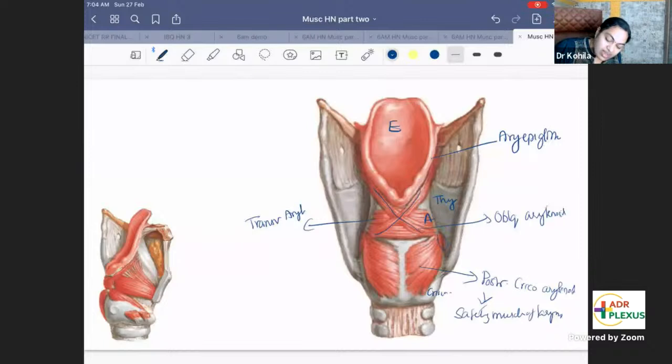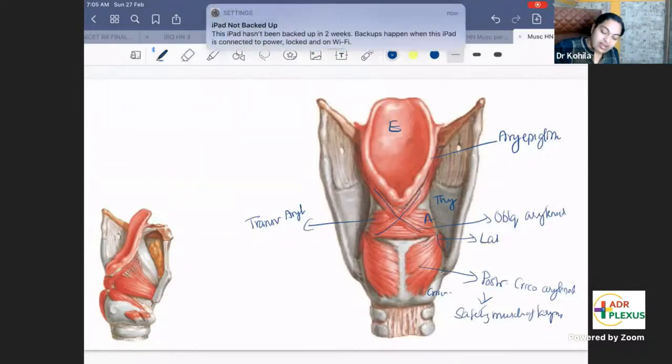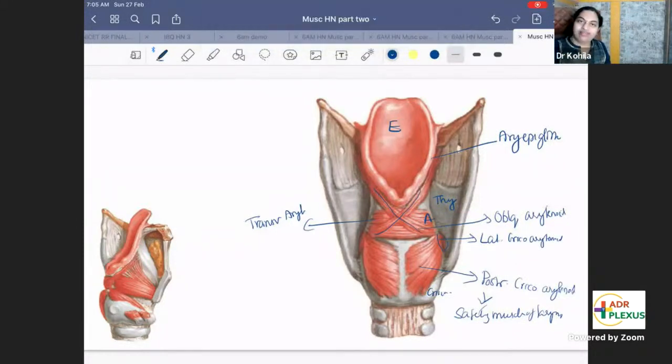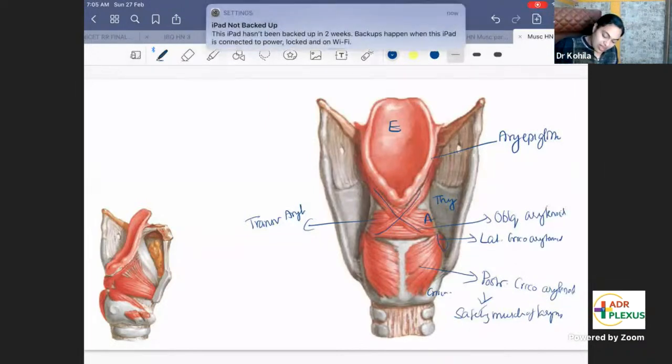This part here, inserting into the anterior surface of the muscular process, is the lateral cricoarytenoid. Okay. The lateral cricoarytenoid comes from the front. So that will also try to adduct your vocal cord. Okay, so the same thing here. Here we see the same transverse arytenoid, oblique arytenoid, posterior and lateral cricoarytenoid. The same thing we are trying to see in this picture.